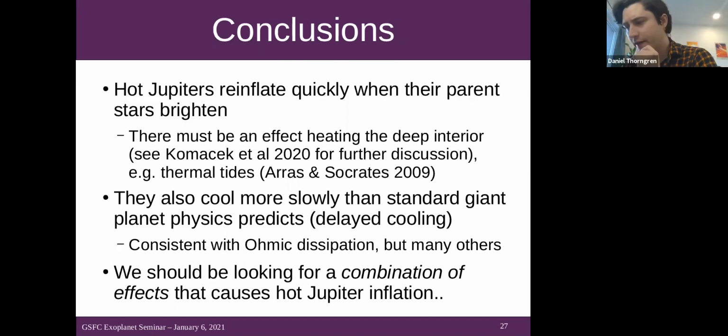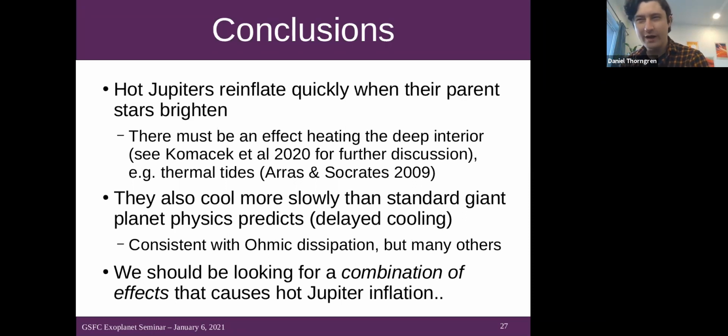Yeah, I think that there's definitely work to be done there. It's hard for me to prescribe an exact thing to go for. I think that with regards to ohmic dissipation, it's still in the running, right? Because it could be that ohmic dissipation is being a significant factor in keeping heat in. Maybe not so much on the reinflation front, but it could be causing a delayed cooling effect.